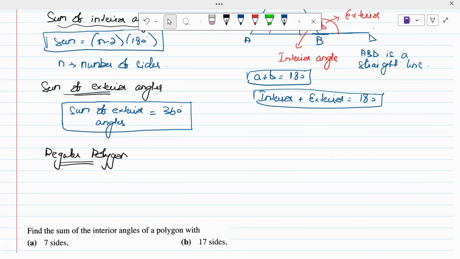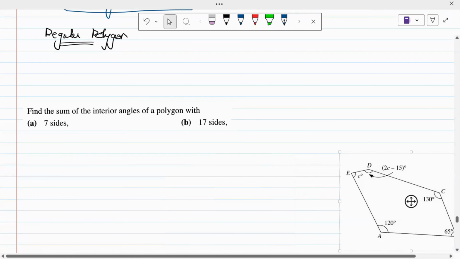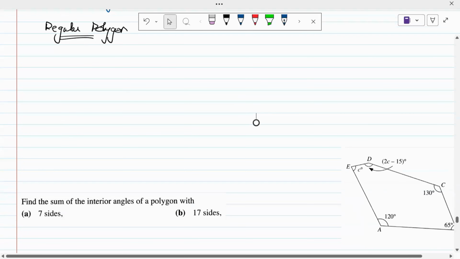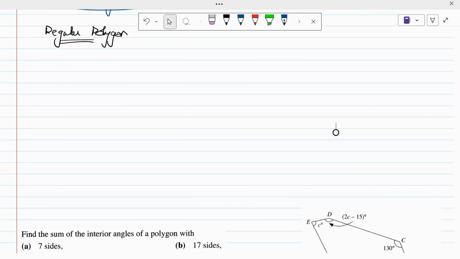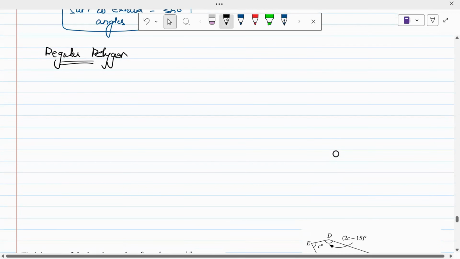For example, if I may talk about quadrilateral. We know that quadrilateral is a four-sided figure. And for quadrilateral, we know that trapezium is a quadrilateral. We know that parallelogram is a quadrilateral. We know that rhombus is a quadrilateral. But when we say regular quadrilateral, so regular quadrilateral is only one.